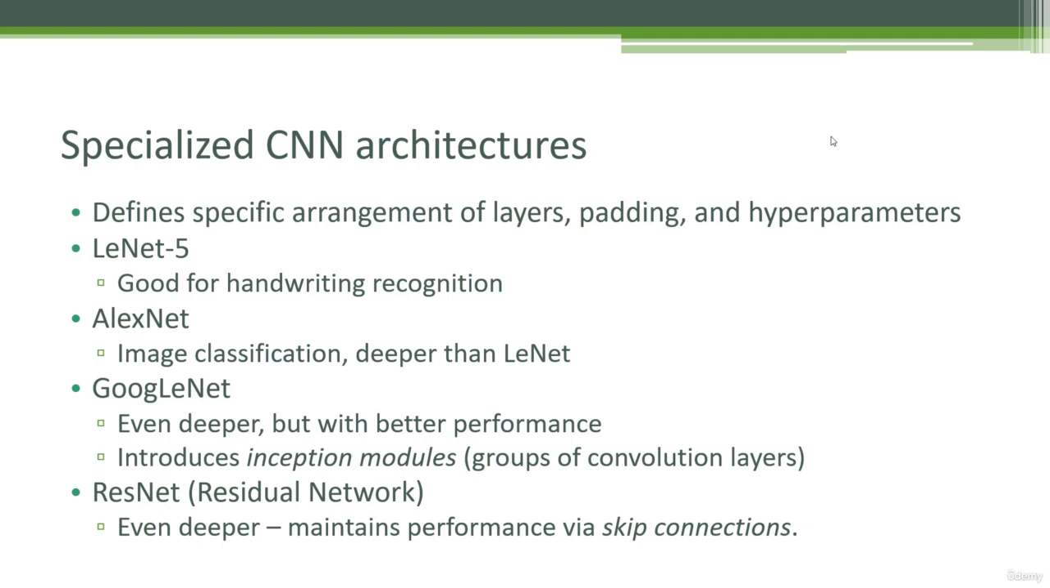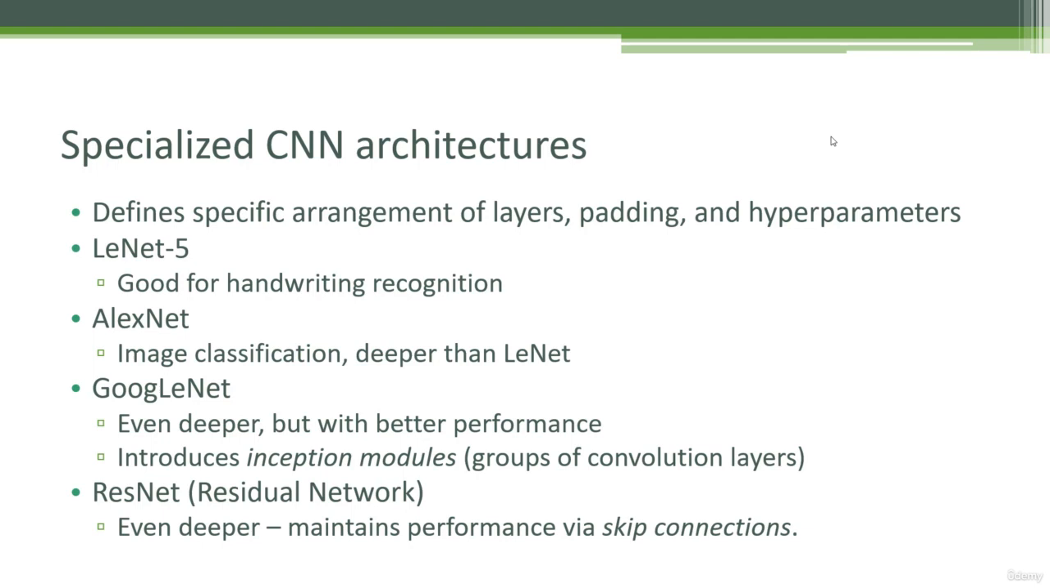It's a deeper neural network than LeNet. So in the example we talked about on the previous slides, we only had a single hidden layer, but you can have as many as you want, really. It's just a matter of how much computational power you have available. There's also something called GoogLeNet. You can probably guess who came up with that. It's even deeper, but it has better performance because it introduces this concept called inception modules. They basically group convolution layers together, and that's a useful optimization for how it all works.